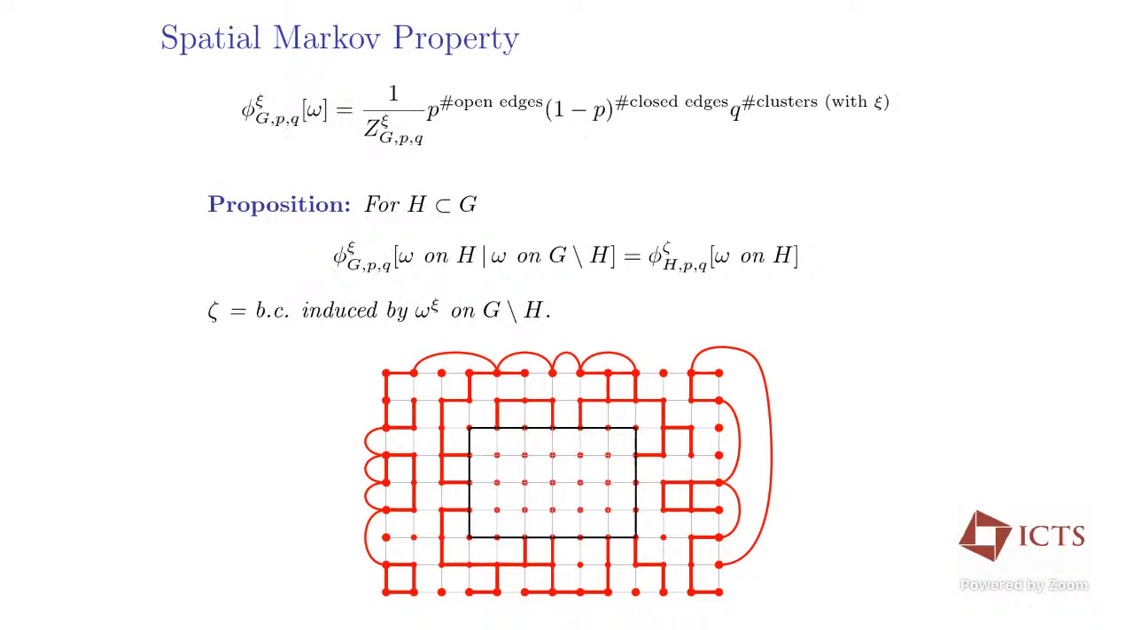So there are a few properties that you should know about FK percolation. The first one is the spatial Markov property, which is not at all surprising. The model is designed to have it. So the setting is the following. You take H, here a subset of a bigger graph G. You condition on the configuration outside of H, and you wonder what's the configuration in H here.